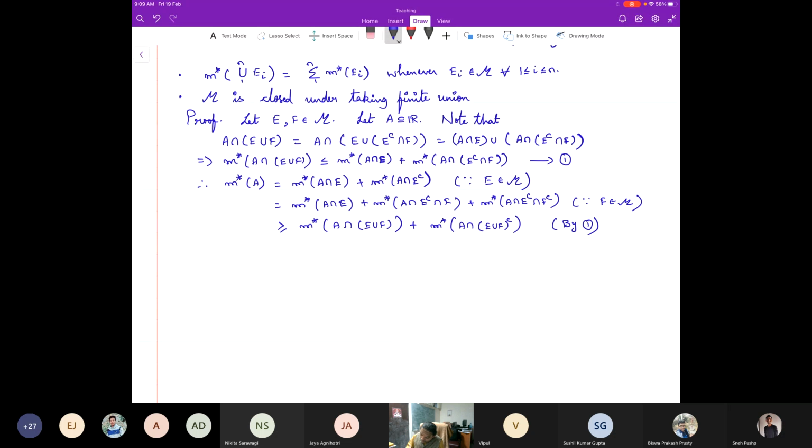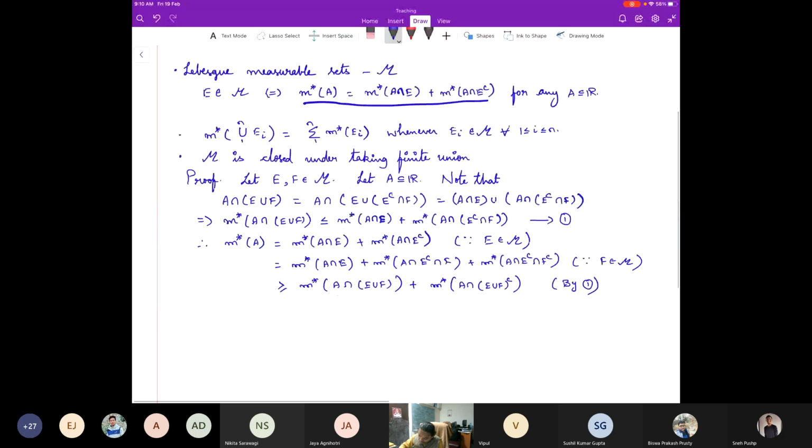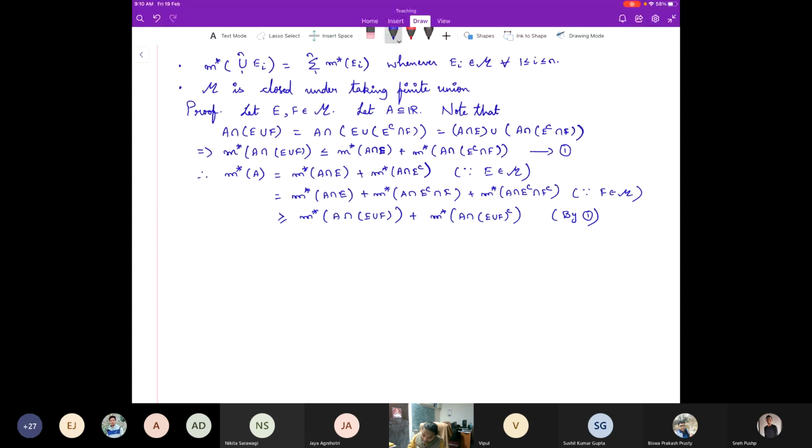In the definition you can notice that less than or equal to is always true in this equality. What we wanted is only the other way, greater than or equal to, and that's what we have shown. Thus, E union F is Lebesgue measurable.